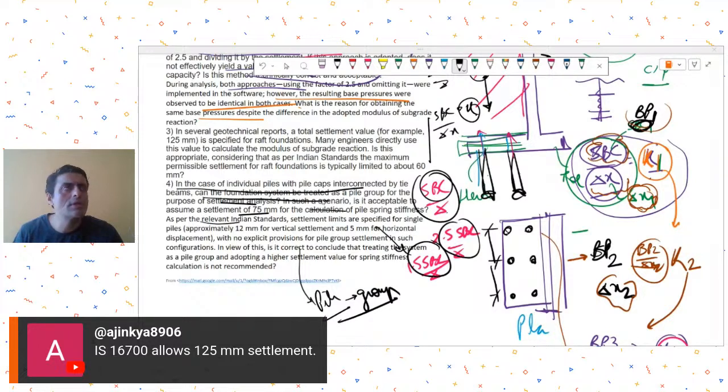Yeah, I think so. They allow 125, but that's a lot of settlement, and especially if you have podiums, interconnected basements. 125 settlement will be in your main building portion, but your podiums and, let's say, the unconnected basements will not have a settlement of 125. Then it will become a real problem in managing such high settlements.